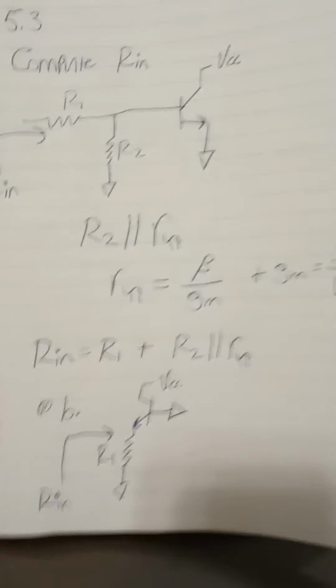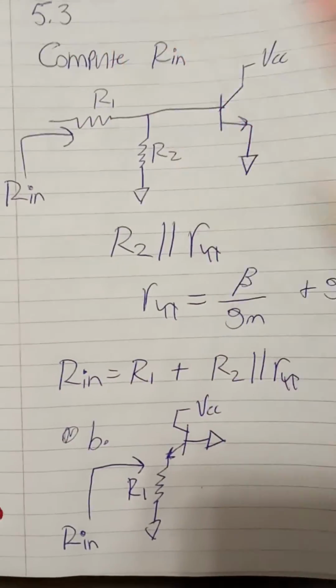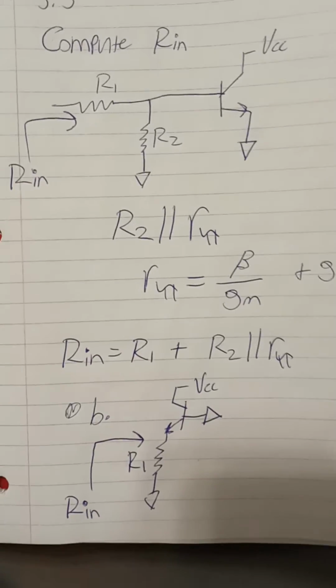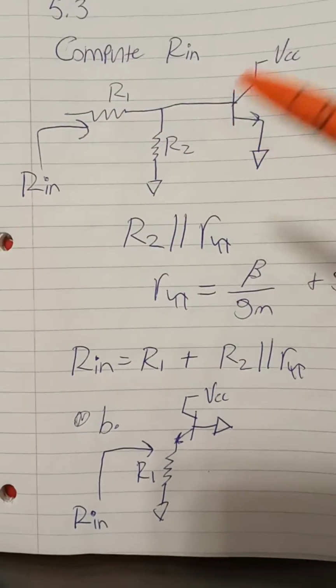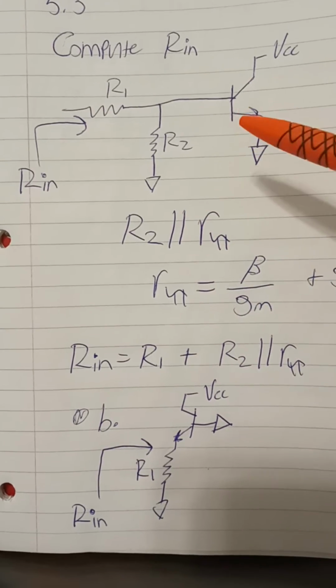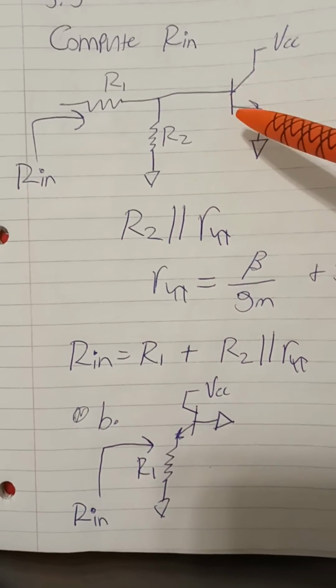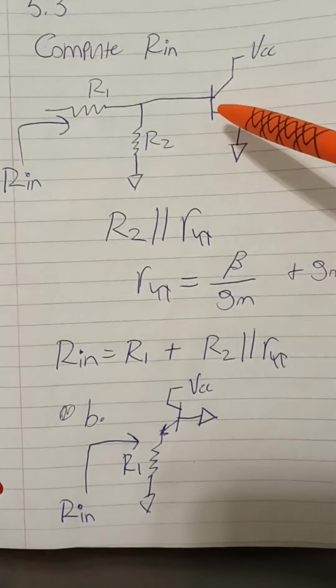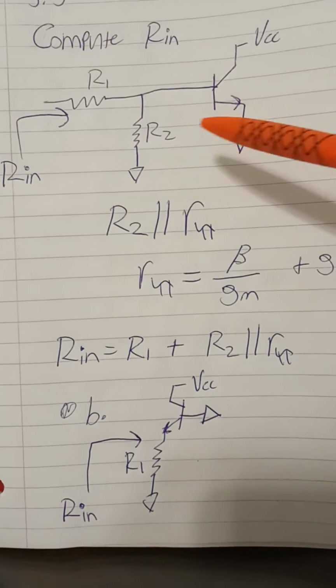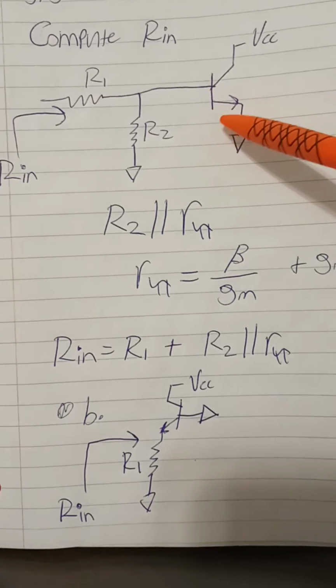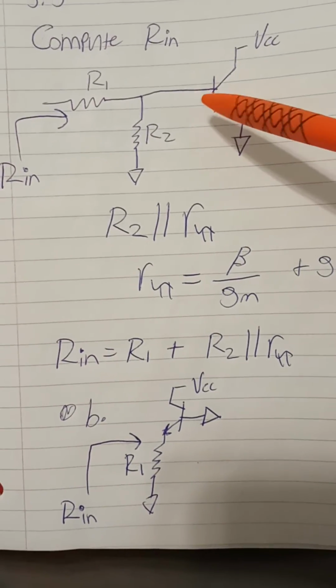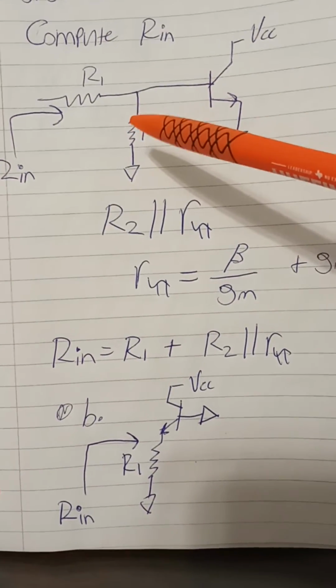Okay, this is the amplifiers chapter, and in it we're asked to compute the input resistance of a couple of circuits. So this is the first one. If you notice, the base emitter resistance R pi, which is the small signal equivalent for this transistor, is in parallel with R2, as the emitter is at ground and the bases are at the same potential.